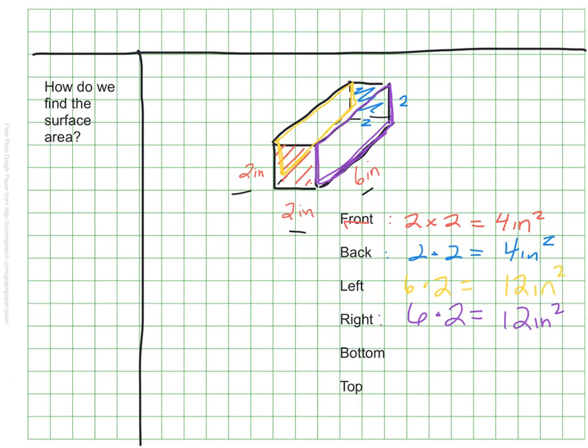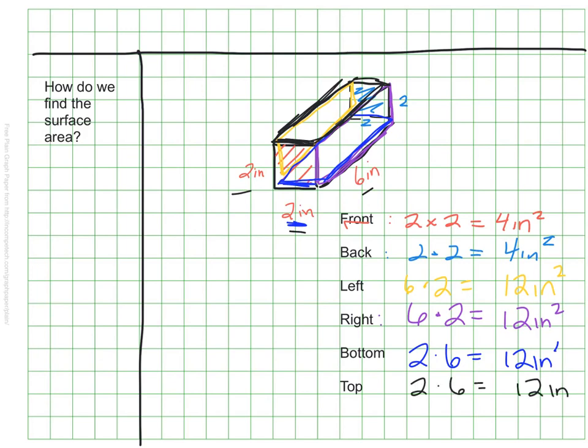Taking a look at the bottom now, I can see that my bottom is right here, right? And it's 2 inches along this edge and 6 inches along that edge. So it's 2 times 6, again, for 12 square inches. And the top, I'll go ahead and just do this in black, the top is identical, right? It's 2 on this edge and 6 inches on that. So 2 times 6, this is again 12 square inches.